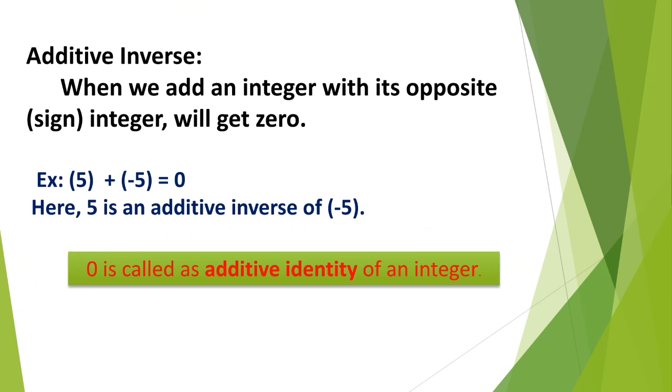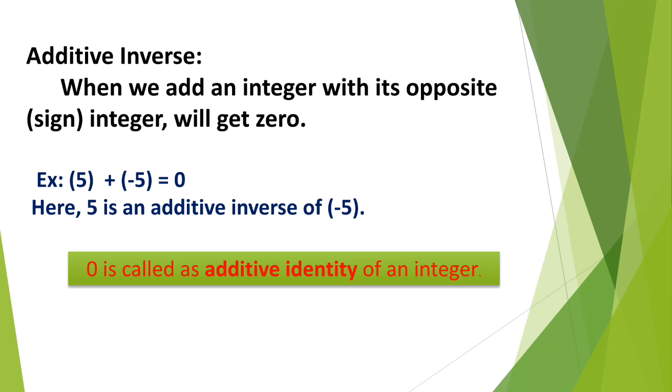Moving to the next topic, additive inverse. Already you know that when we are adding a number with its opposite sign. Here we are discussing integers. 3, what is the opposite of 3? Minus 3. 3 plus minus 3, we will get 0. That is the additive inverse. Listen. When we add an integer with its opposite sign integer, we will get 0.